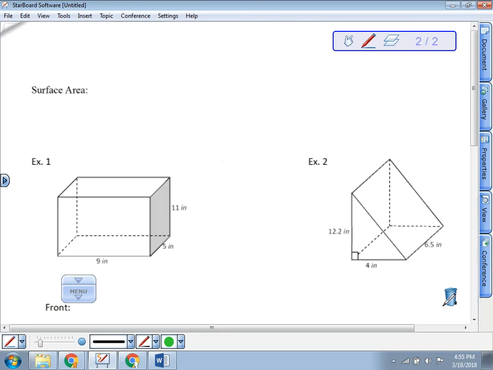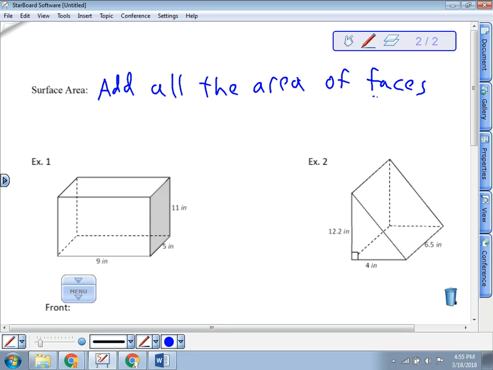So how are we going to find surface area? Well, it's really pretty simple. You are just going to add all the area of faces and bases together. That's it. You're going to look at all those shapes. We know the formulas for each shape, and we're just going to add them all together. So it's kind of like perimeter. There really isn't a formula.